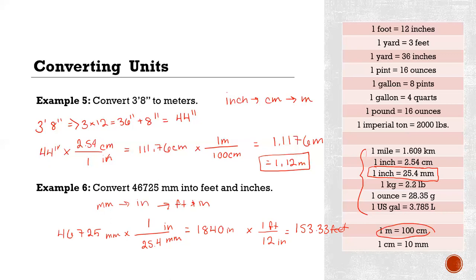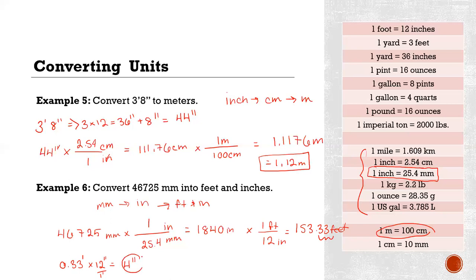We don't want to leave a decimal with our feet. We want to put the decimal part into inches. So to convert 0.33 feet into inches, we take just the decimal, 0.33, and multiply it by 12 over 1. So 0.33 feet times 12 inches over 1 foot. That's where you can see it cancels. And when you do that, you get 4 inches.